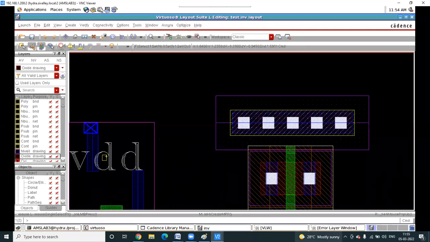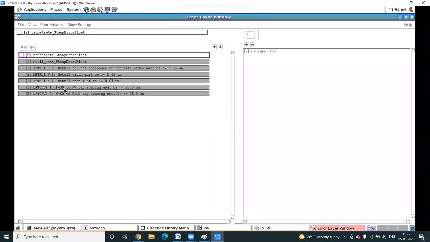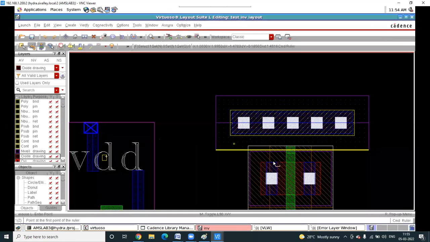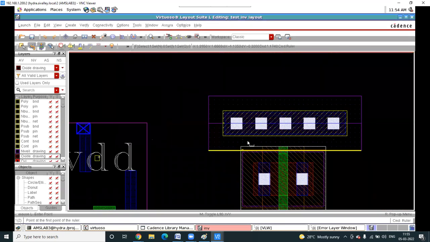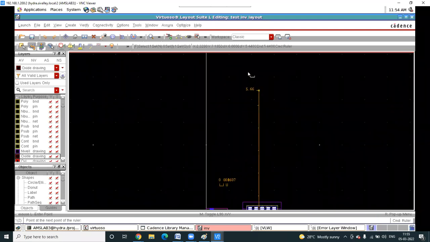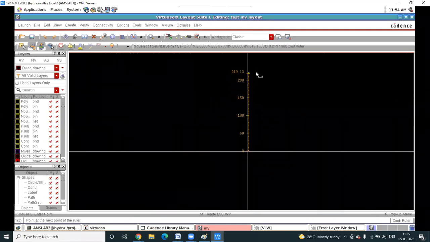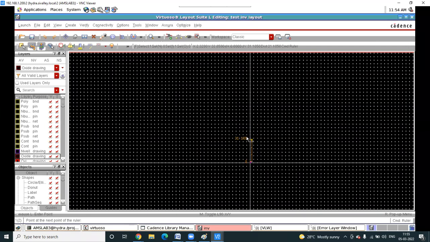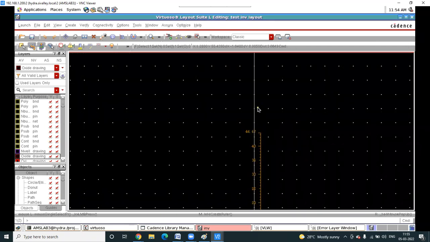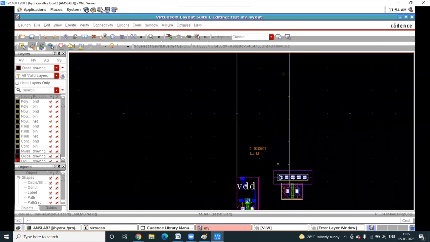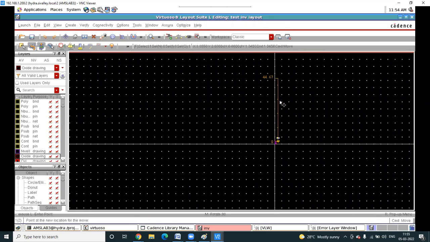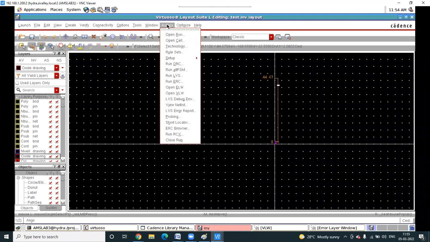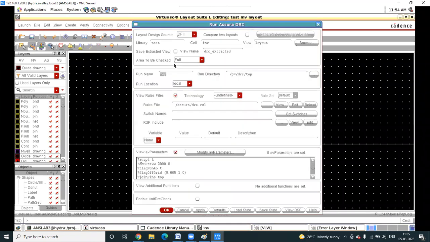So what is it asking? Go to the error window. P plus source or drain to N tap spacing. So this is the source or drain here, and you measure up to 25 micrometer. This is 5 micrometer. All are in micrometer. If I place the tap after 40 micrometer and run DRC, that error will not clear. Understand? It should be within 25 micrometer.